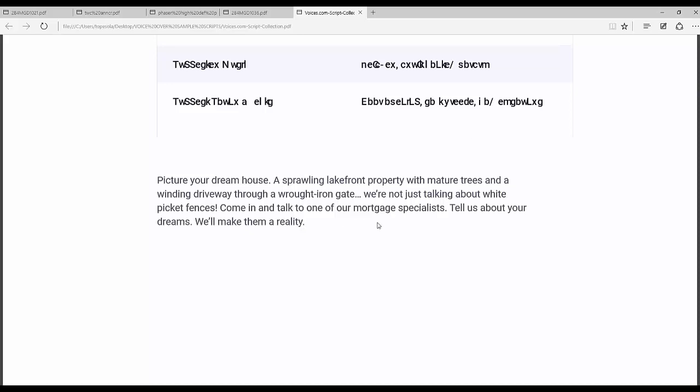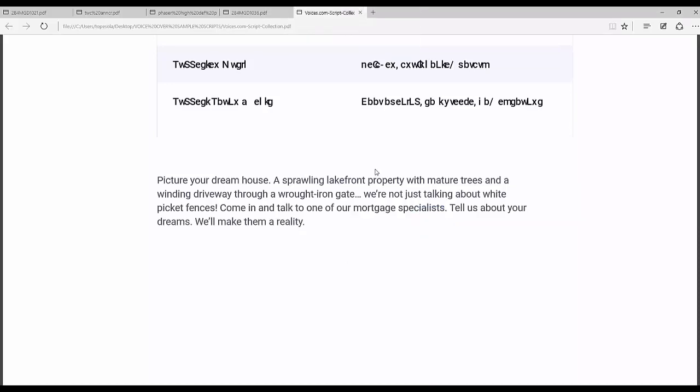Now, this word, I just mistakenly pronounced it. I said mortgage. It's not "mort-gage", it's "mor-gij". The T is silent, okay? So it's: come in and talk to one of our mortgage specialists. All right? So it's not "specialist", it's "specialists". You have to pronounce that. So let's do this again. What time are we? Oh my goodness, 33 minutes already.